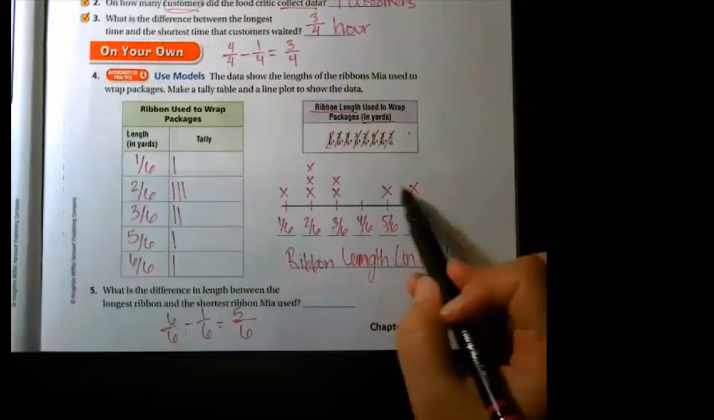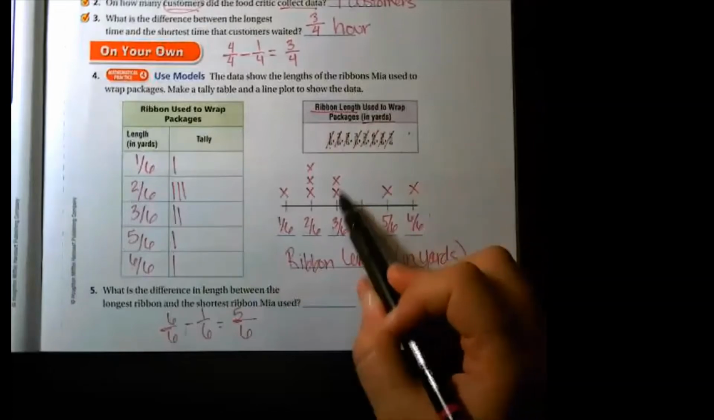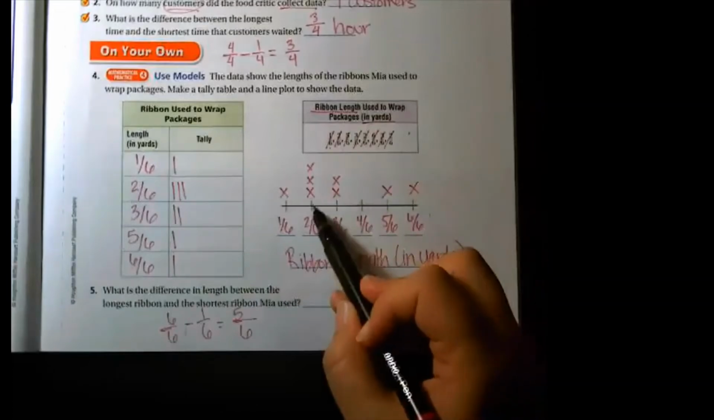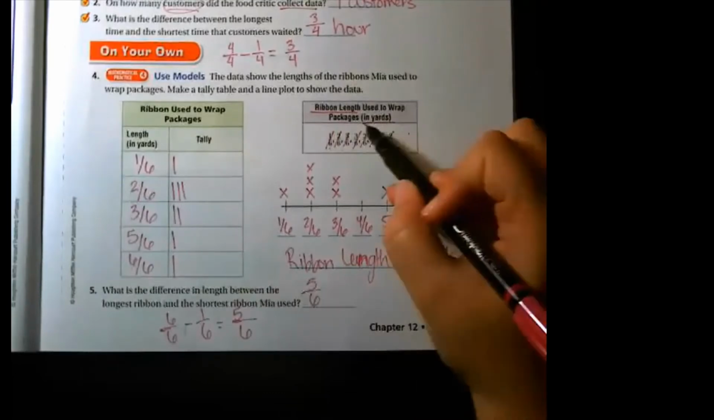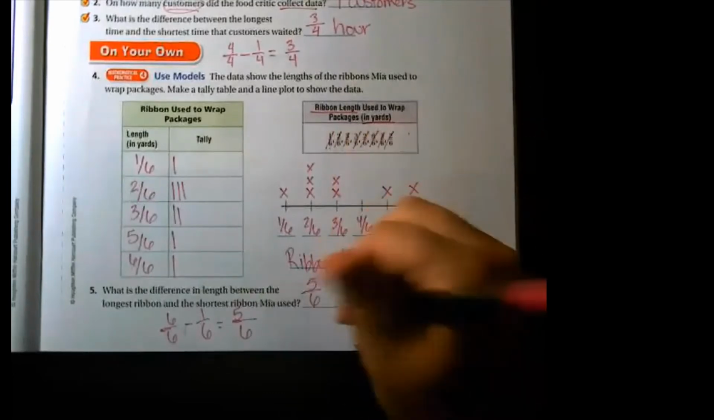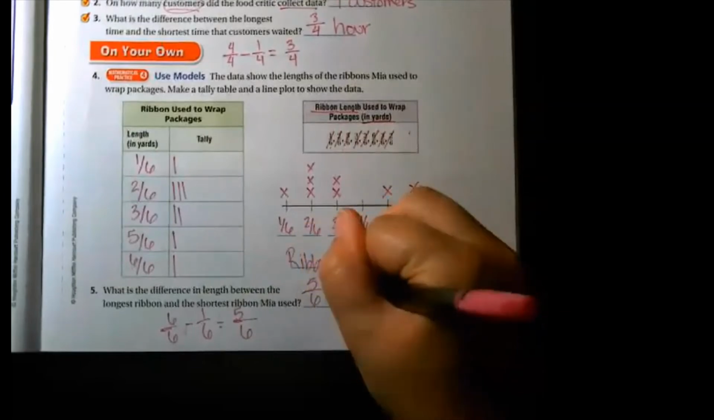I'm going to check the other way to make sure that it works. I start at my longest and I go backwards. So 1, 2, 3, 4, 5. And I would put that over my denominator of 6. So 5/6. Don't forget to label this by what you are measuring with. In this problem, we're measuring with a yard. 5/6 yard.